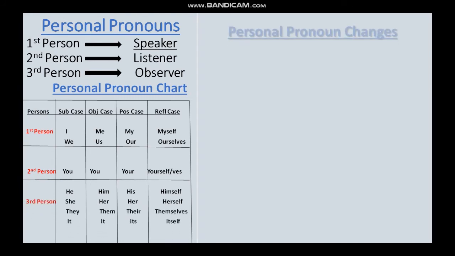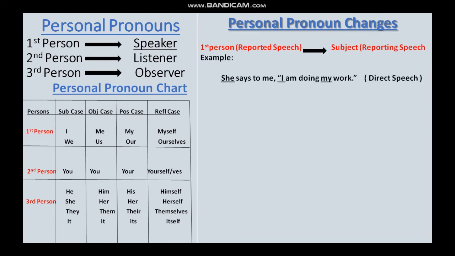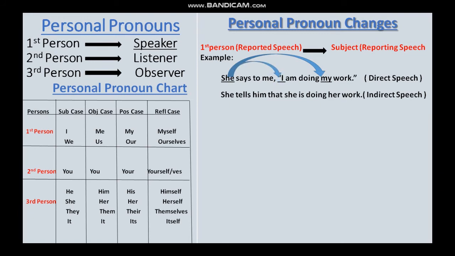So students, if we are given different personal pronouns in reported speech, we change the first person of the reported speech according to the subject of the reporting speech. For example, you see here, she says to me, I am doing my work. So you see students, my is a first person pronoun and it is changed according to the subject of the reported speech. And the second change you see here, I is first person and it is changed according to the subject.